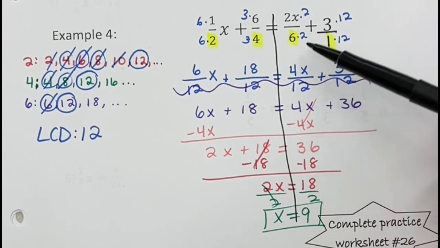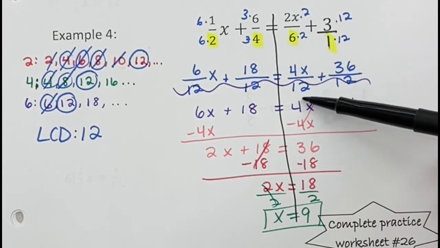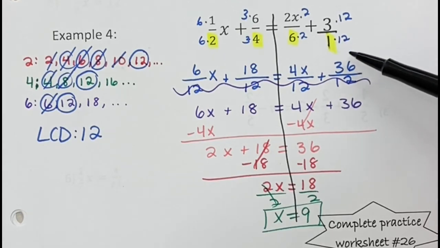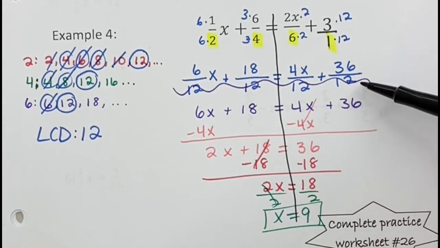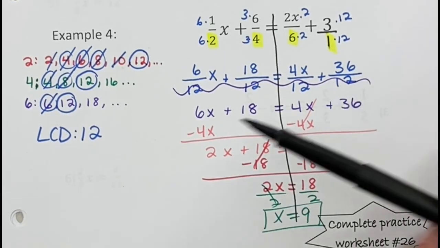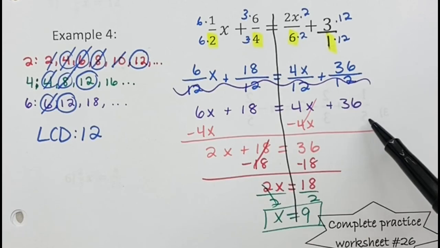Then equals 6 needs to become a 12, so I multiply both by 2. I get 4x over 12. And then 1 needs to become 12, so I'm going to multiply by 12 in my denominator and my numerator, and I get plus 36 over 12. Since all of my denominators are the same, I'm going to cross them all out. Then I rewrite with my numerator, and I get 6x plus 18 equals 4x plus 36.